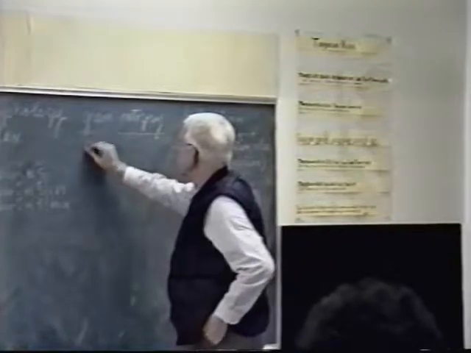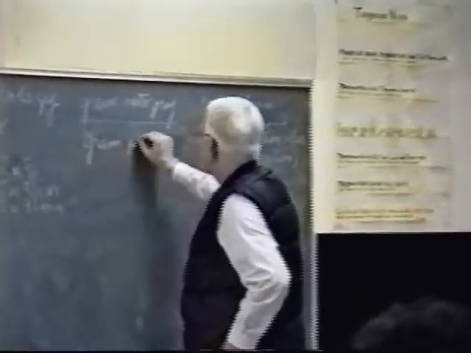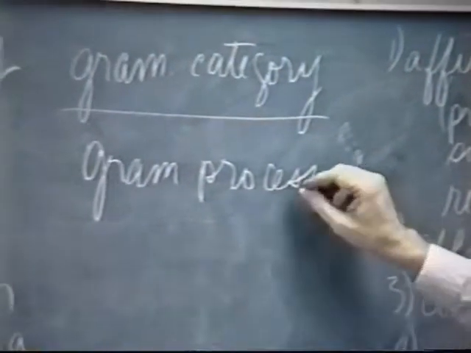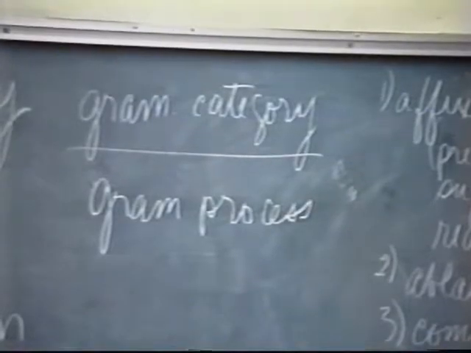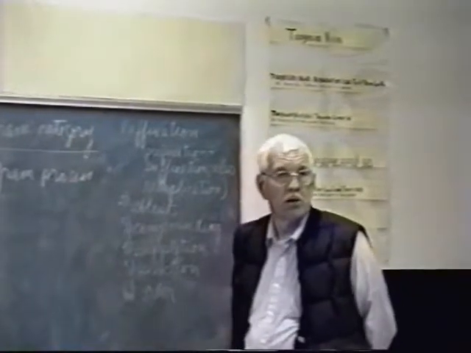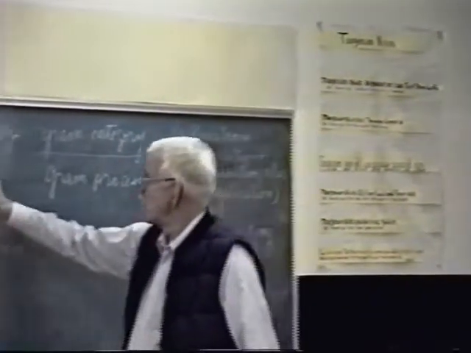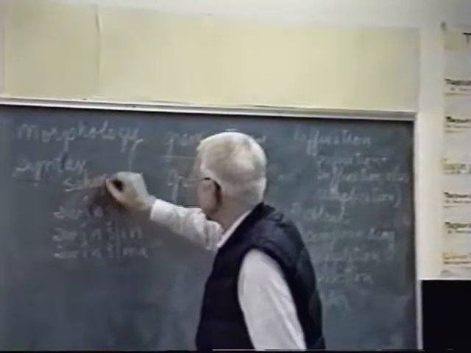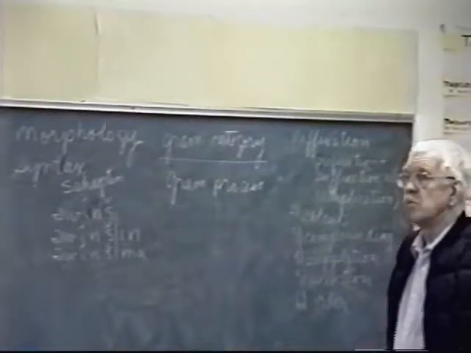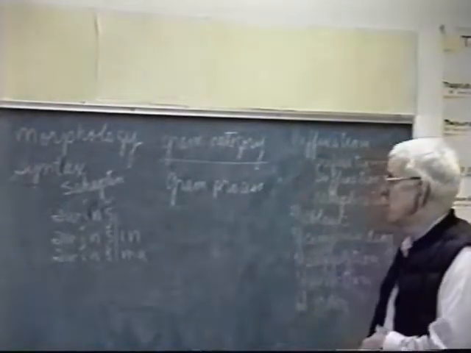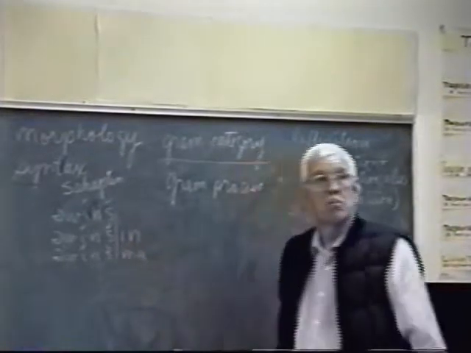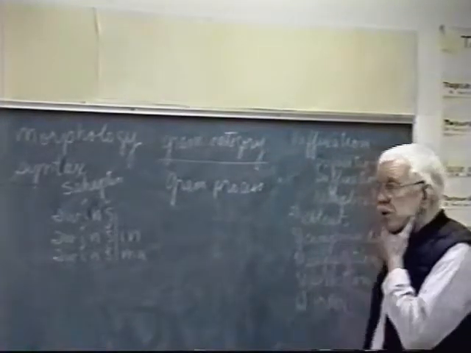I'll also introduce the notion of grammatical process. Grammatical processes are the formal means by which a language marks its categories. We've just seen here in this language, which is called Sahaptin, the language spoken by the Yakima and Umatilla, Warm Springs, Palouse, by a number of different people, the category of dual and plural number is marked by suffixation.